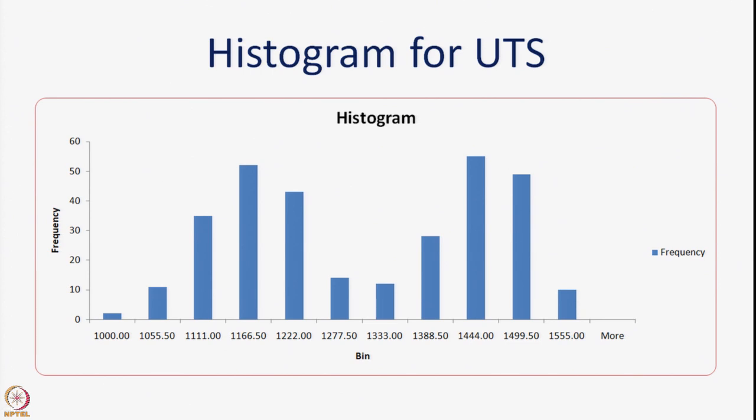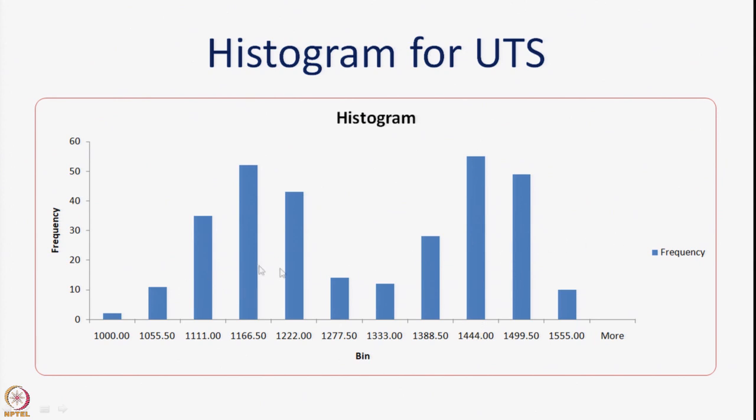A histogram gives us a lot of information. For example, when I make a similar plot for the ultimate tensile strength, I find that it is bimodal. You remember the definition of a mode? The mode of a distribution is where the data point occurs with the highest frequency. And you can see that here 1166.5 MPa is the highest frequency, while here it is 1404.4 MPa.